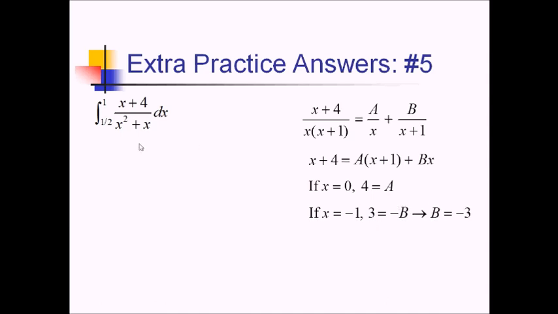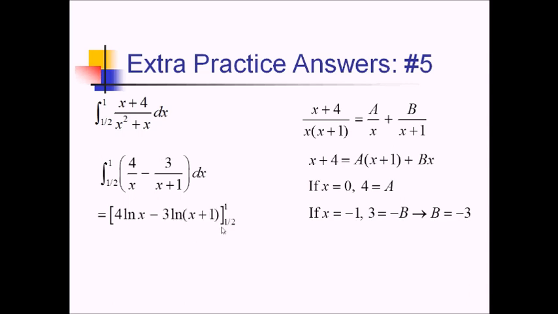All right, now I'm going to split up my fraction and my integrand using my a and b values that I just found. So I'm going to write that fraction as a over x, so that's 4 over x, minus 3 over x plus 1 dx. And now let's go through and take our antiderivatives. This is going to be 4 ln absolute value of x minus 3 ln absolute value of x plus 1, evaluated from 1/2 to 1.